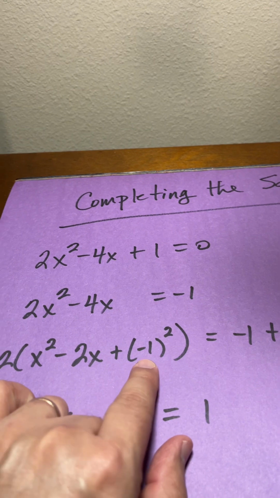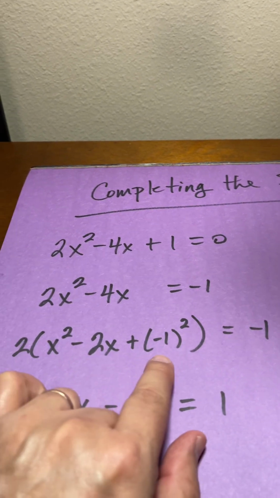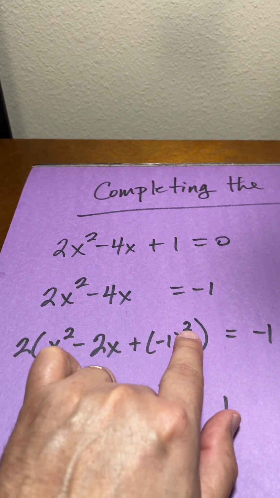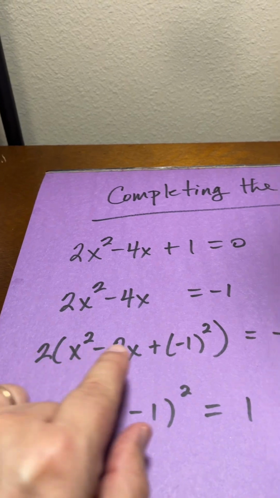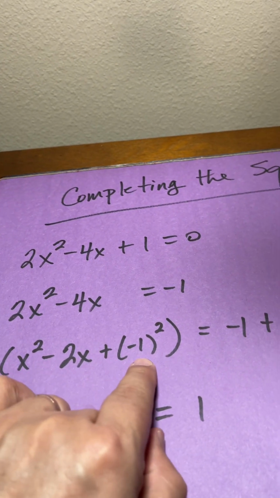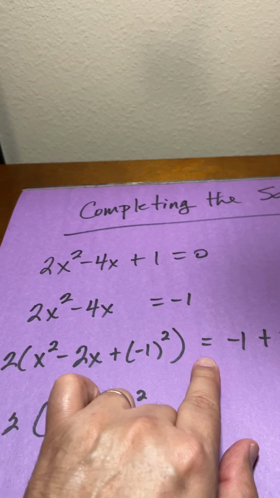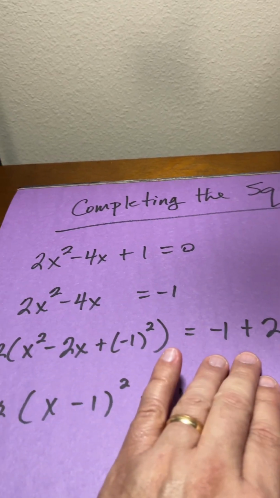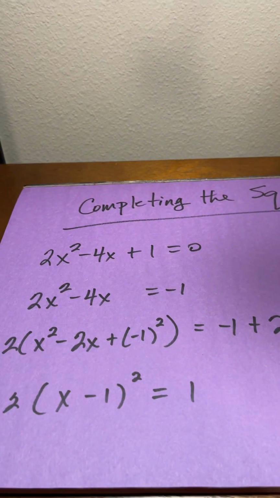Well, the reason I wrote -1 squared here is half of -2 is -1. I'm going to square it in a minute. When you square that, you get 1. 1 times 2 is 2. So I'm actually adding 2 here. That's why I'm adding 2 over here. Because I have this equal sign, I want the left side to equal the right side. And if I added 2 here, I need to add 2 over there to keep it balanced.